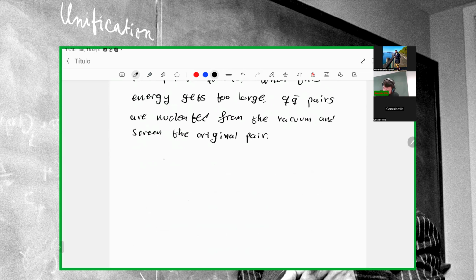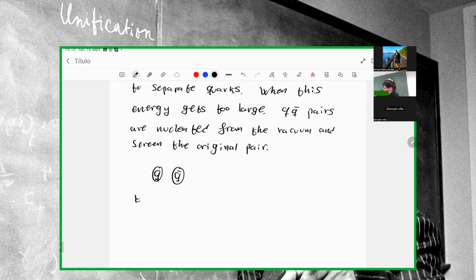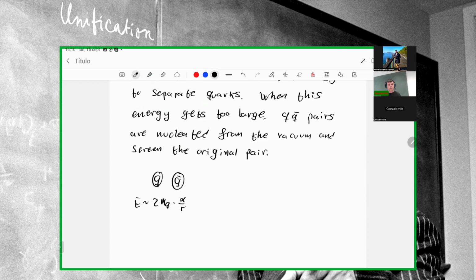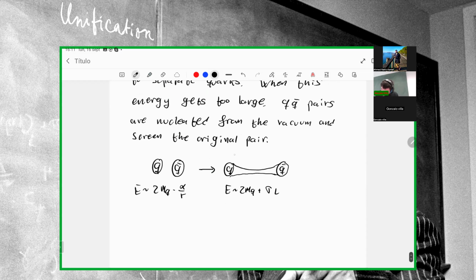What this means really is that if I start with a quark antiquark pair, at very small distances the energy is two times the mass of the quark minus alpha over r. So we have this sort of bound state. But if I separate them from each other, if I put them at a distance L, the energy density is going to get larger and larger. The system is going to form a string, something that looks like a string, and this is the birth of string theory, but I will definitely not have time to talk about that.